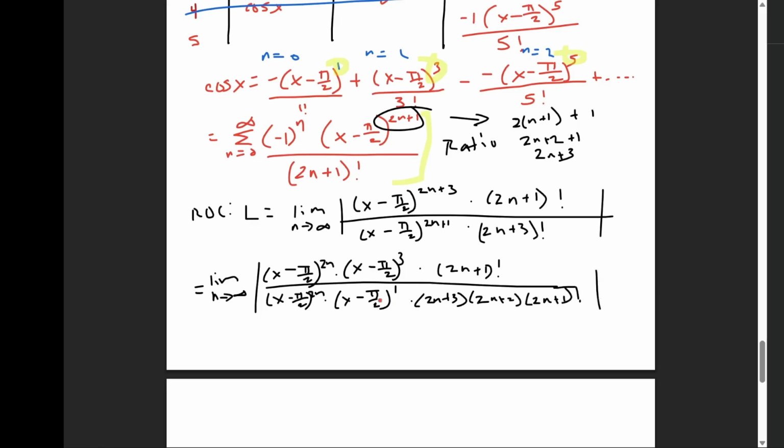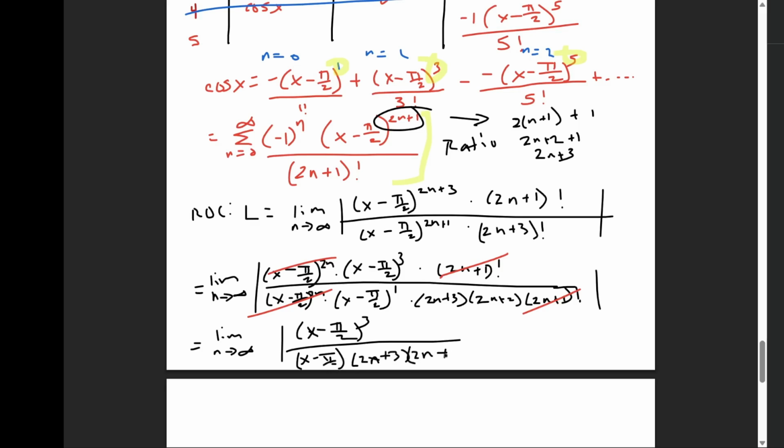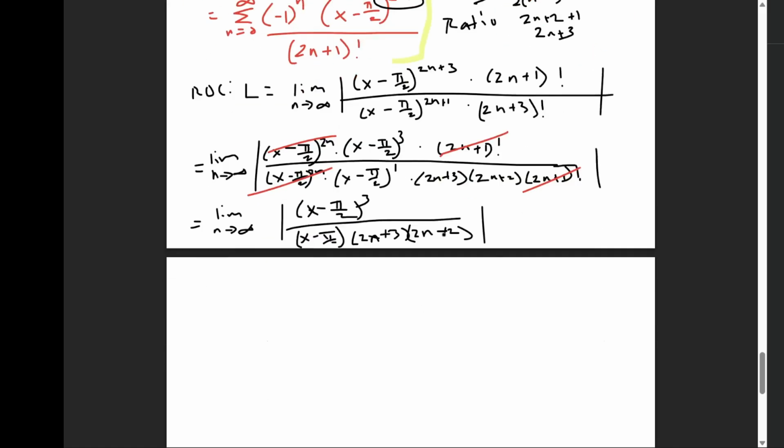So then we cross out the terms. This crosses out that, this crosses out with this. So then we're left with x minus pi over 2 to the third, over x minus pi over 2 to the first power, times 2n plus 3 times 2n plus 2, right? So if we do the ratio test with this, first we take out the coefficients, because x will always be the same. Since it's to the third power over the first power, we can simplify that, so it's going to be x minus pi over 2 to the second power, right?